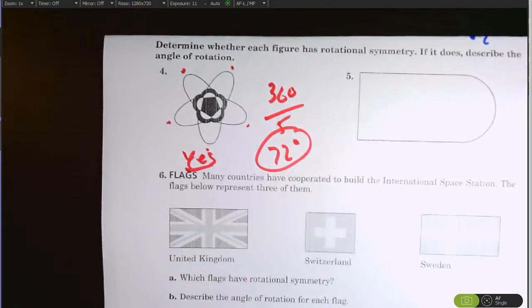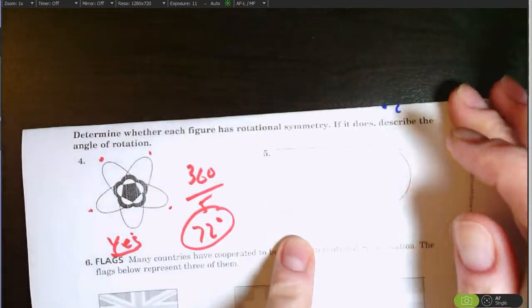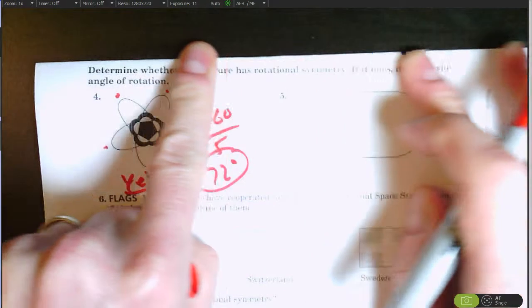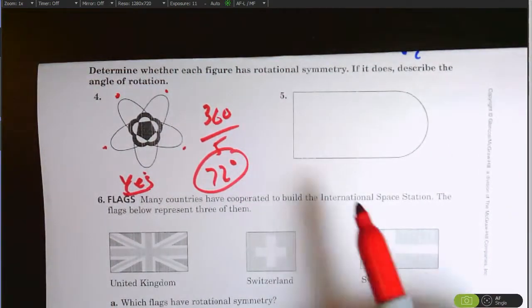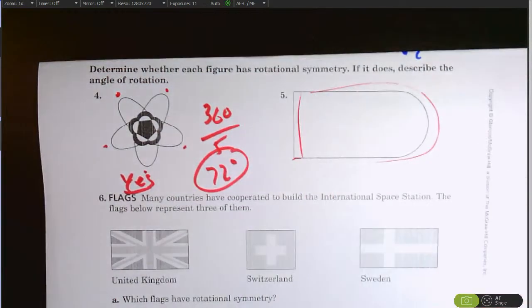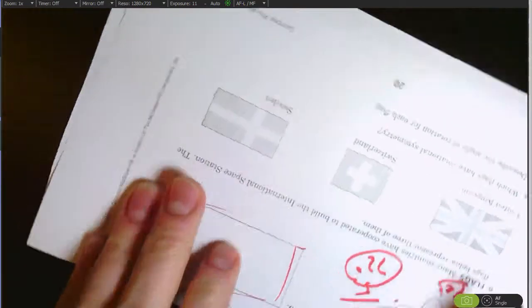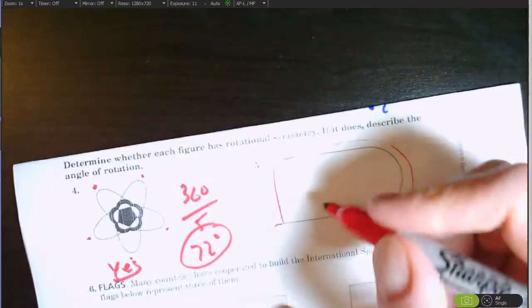Now for number 5, you can see it's this kind of weird shape, and it's not showing up the greatest because it's kind of washed out. No matter what I do, until I turn it back to itself again, it doesn't look the same. So 5 is no.